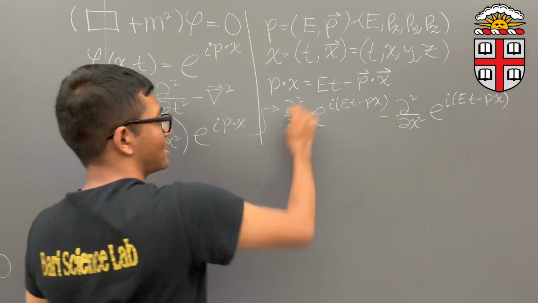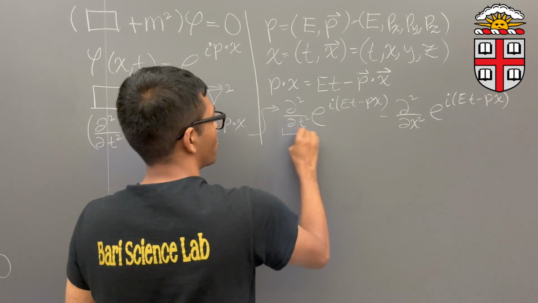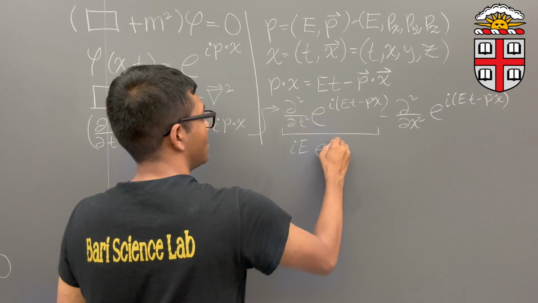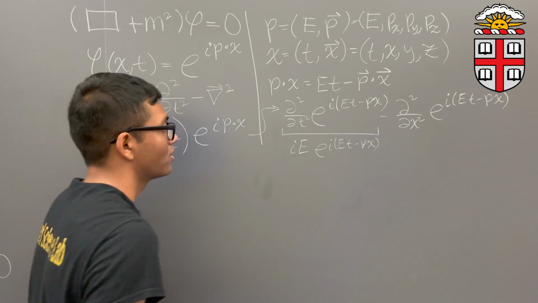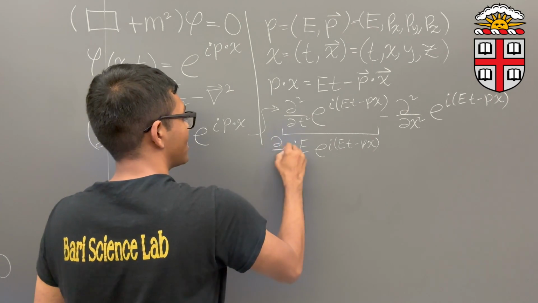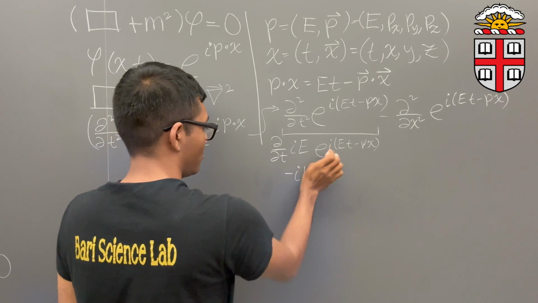So first of all, let's take the temporal derivative right here. Let me just work this one out. That's going to give me iE e to the i (Et minus px). So that's the first temporal derivative's result. But now let's take the second temporal derivative. That's going to give me minus i, wait, no.